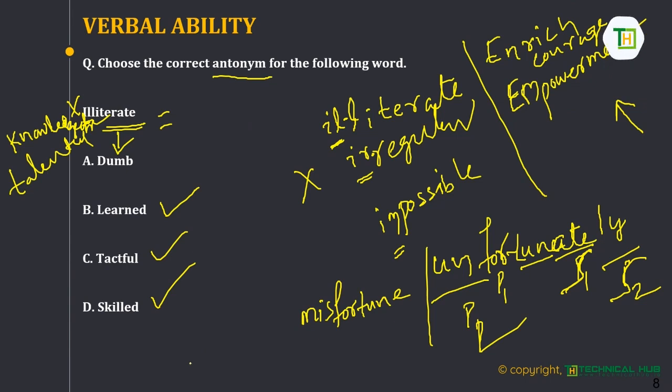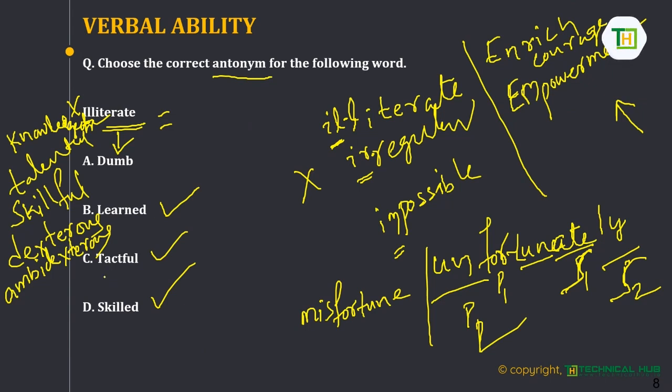And obviously, whenever you are trying to say the opposite of illiterate, you can say knowledgeable, talented. You can say skilled, or you can say skillful, or we can say dexterous. Have you heard of this word? Dexterous. Sometimes we add ambidextrous. One who can write with both the hands is called ambidextrous. Yeah, we can use tactful. That means tactics. If someone plays tactics smartly, that is also you can use. Okay, these are the things.